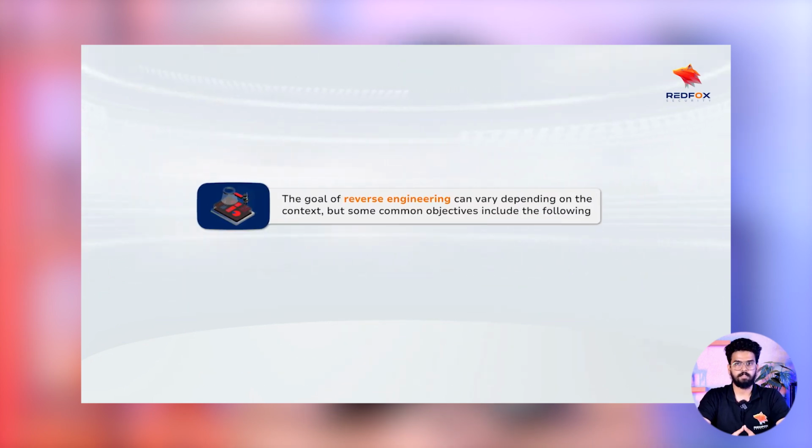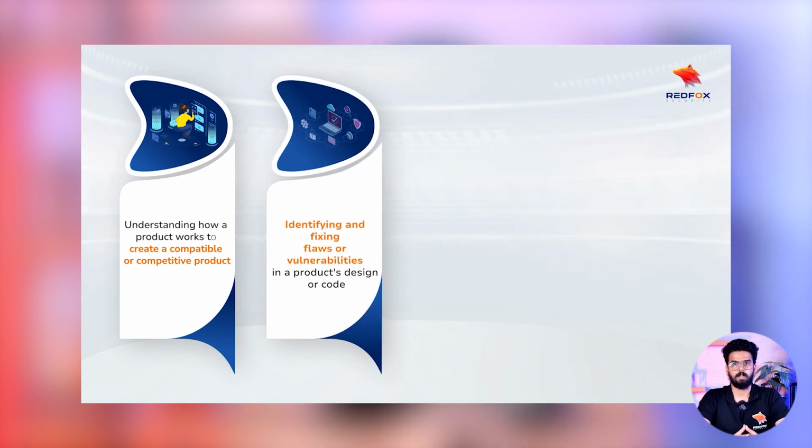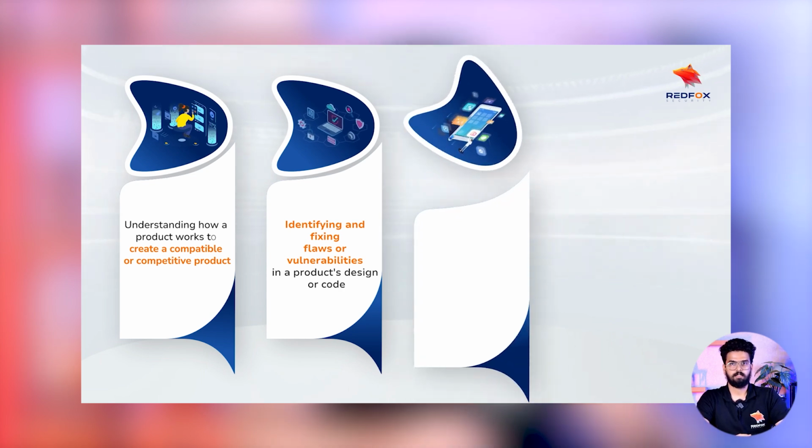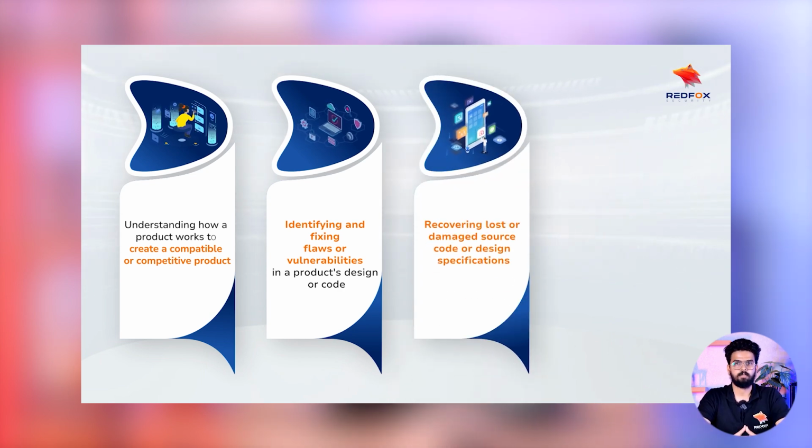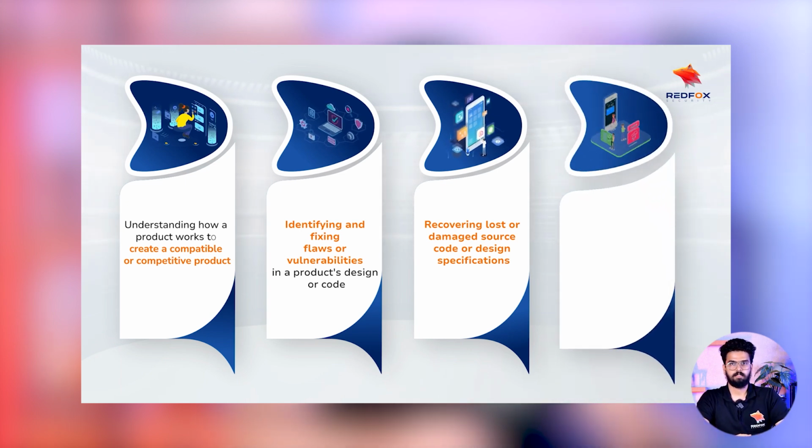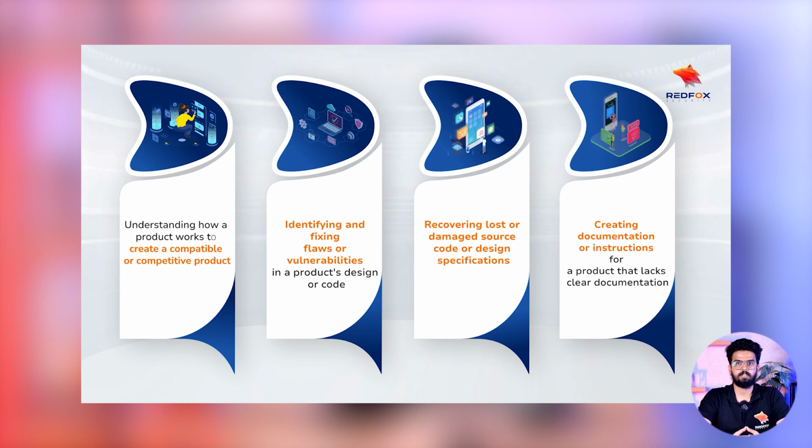The goal of reverse engineering can vary depending on the context, but some common objectives include the following. Understanding how a product works to create a compatible or competitive product. Identifying and fixing flaws or vulnerabilities in a product's design or code. Recovering lost or damaged source code or design specifications. Creating documentation or instructions for a product that lacks clear documentation.